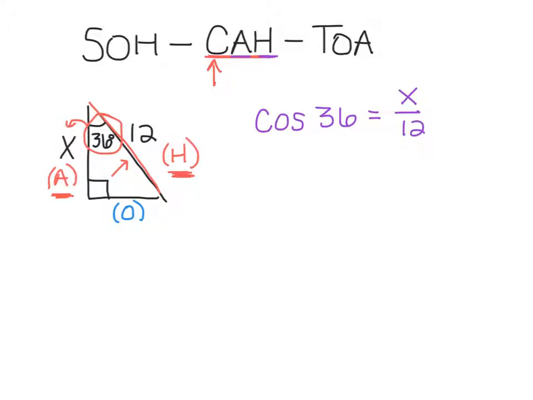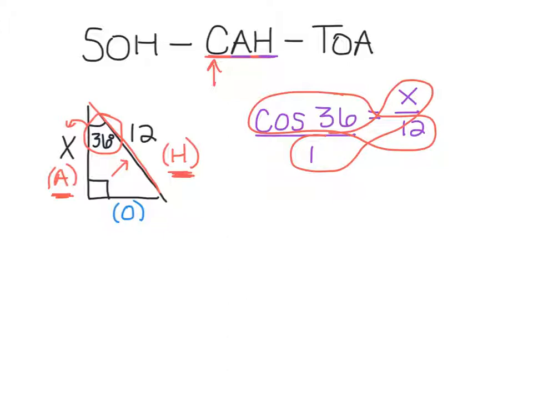Okay? And the way I always go about solving these, and everybody does this a little bit differently, but I always think of this as being over 1. I don't know that you necessarily need to write it, but think of it that way. And then I cross multiply like a proportion. And again, you probably can get away without writing all of this down every time, but just wanted you to see my process. So what I end up with is 12 times cosine 36 is equal to x times 1, or just x.